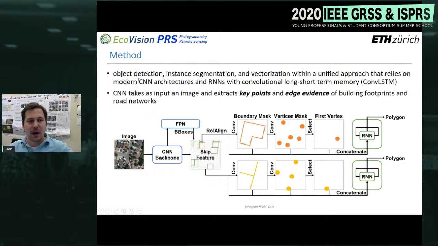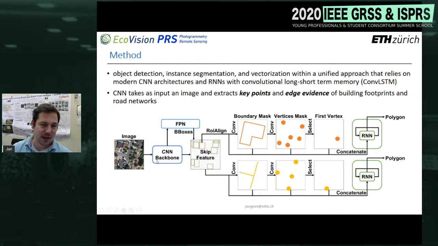So basically what we have is object detection, so buildings and roads in our case. And we have instance segmentation, and then we have vectorization within one unified approach that relies on a CNN married with a recurrent neural network with convolutional long short-term memory. So it's basically a convolutional LSTM approach. The CNN takes as input an image, and in order to transform the image to the polygon representation, what the CNN does is it basically detects the key points. So those are corners of a building and edge evidence of the building footprints and the road networks.